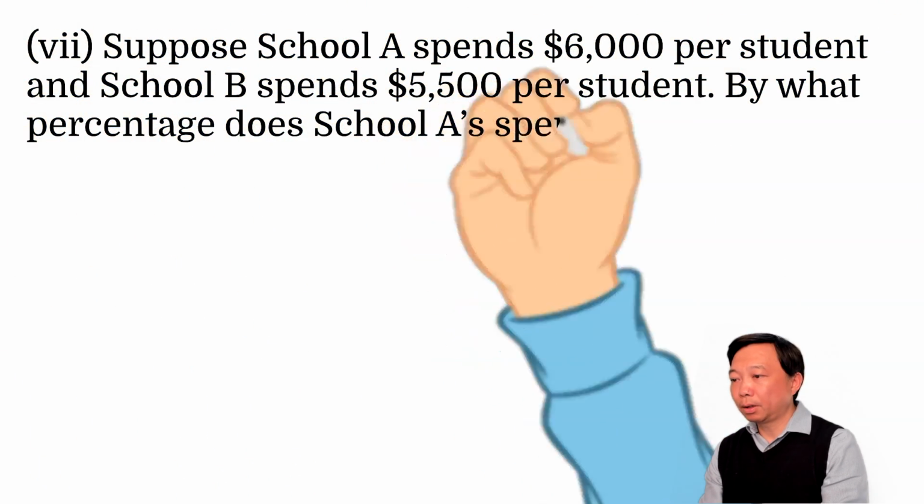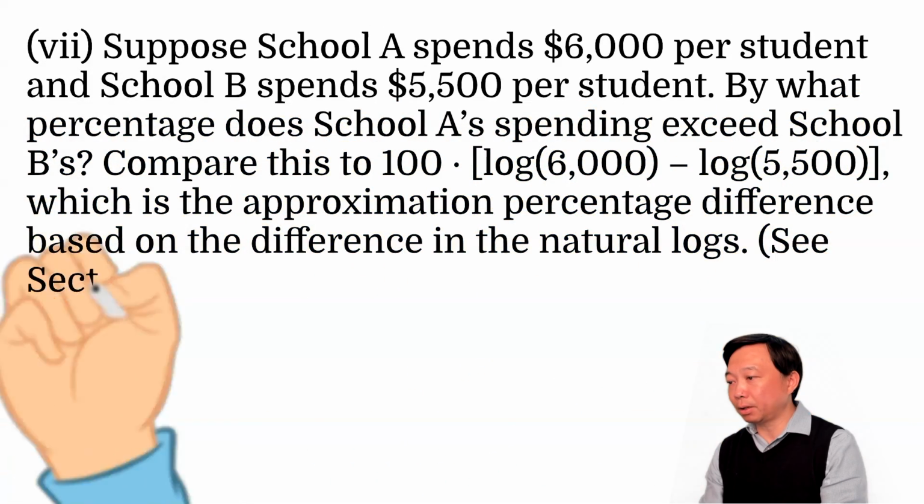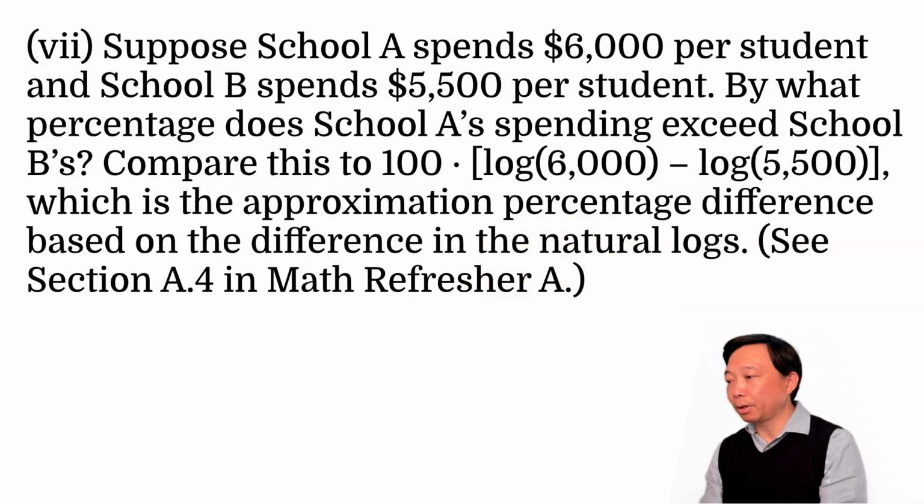Part 7. Suppose School A spends $6,000 per student and School B spends $5,500 per student. By what percentage does School A spending exceed School B's? Compare this to the formula 100 times log 6,000 minus log 5,500, which is the approximation percentage difference based on the difference in the natural logs.